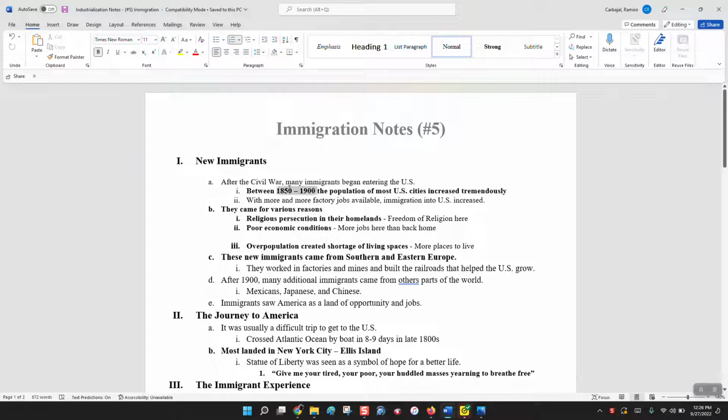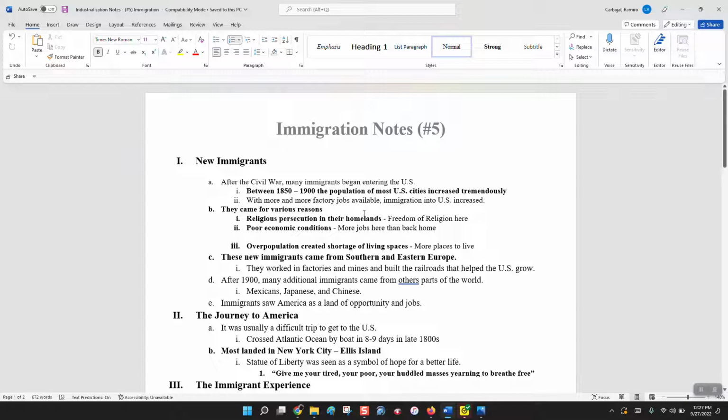Now, this time period between 1850 is where the population of the U.S. in most U.S. cities is going to increase tremendously. Tremendously means a huge amount, and the number one reason was because we had a lot of jobs and we needed a lot of cheap labor. So our country at this point in history wanted immigrants to come here, as many as could come, because the more and more factory jobs were available, the more and more immigration we needed. So it was like, come here, sign this paper, and you are now a legal resident.